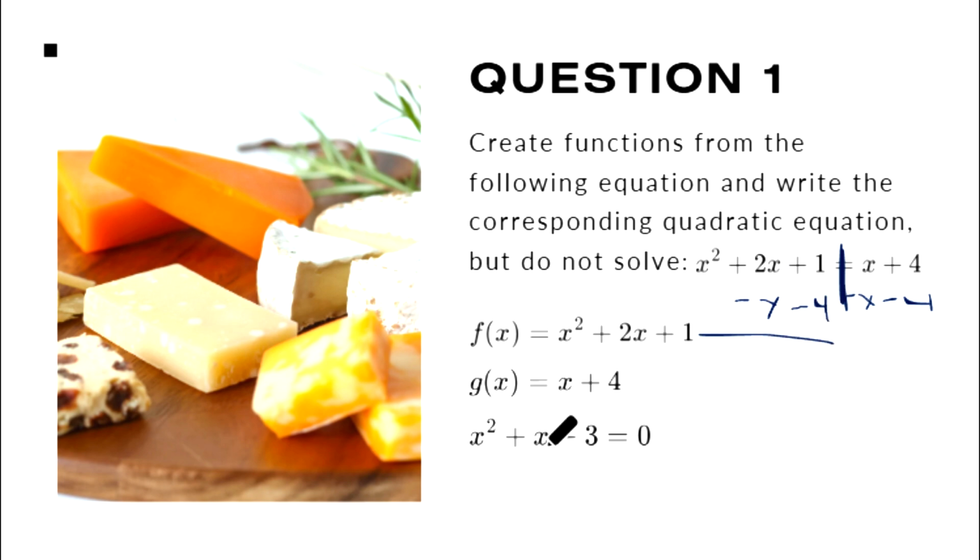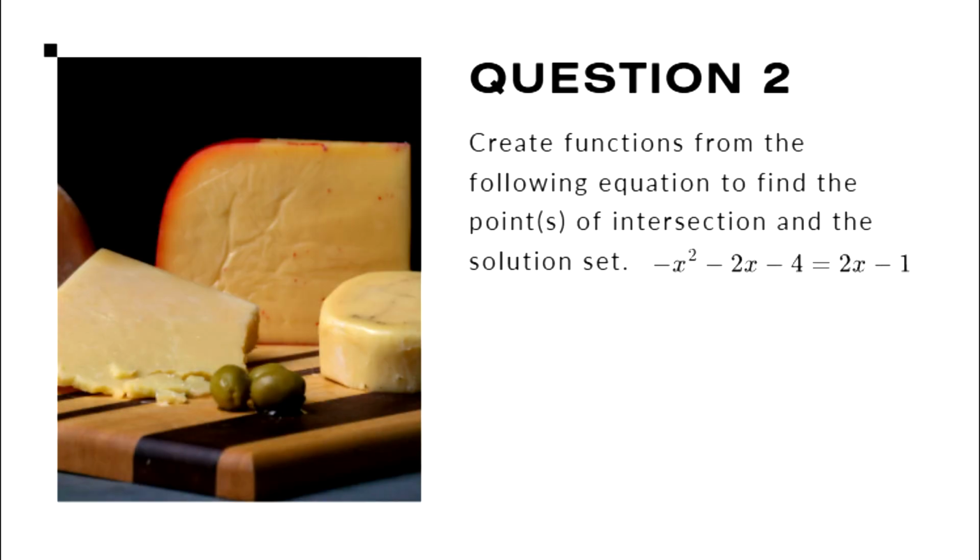2x minus x is just 1x, and positive 1 minus 4 is a negative 3. So there is your quadratic equation. Here's question 2, that's all you.